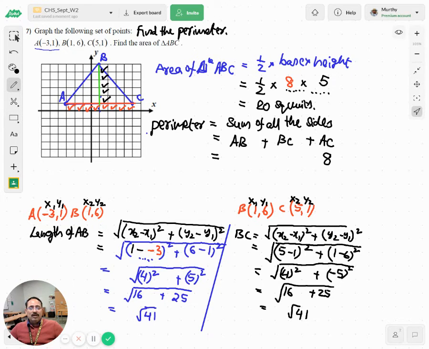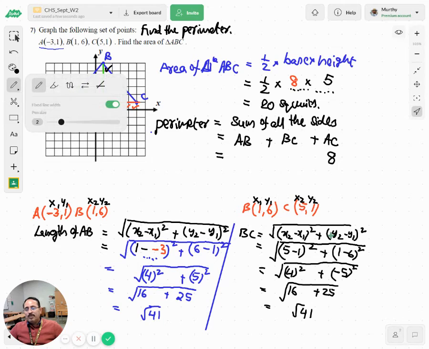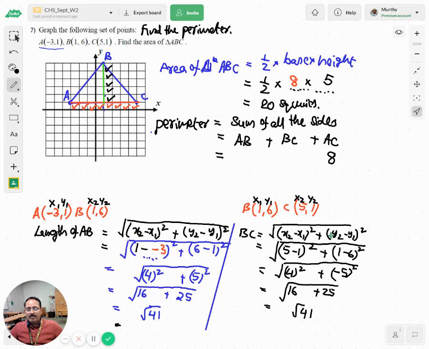Now, square root of 41, I used my calculator to get the value of square root of 41, which is 6.40. So sometimes you may have to compute, and sometimes you need not. So this is 6.40, and the same thing is 6.40 here too. So length of AB is 6.4.